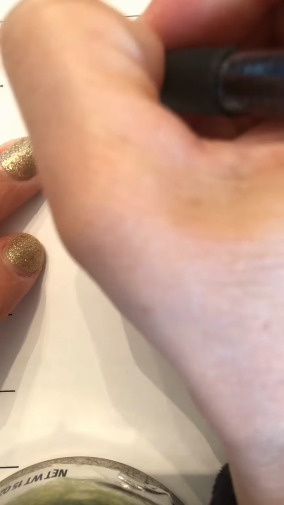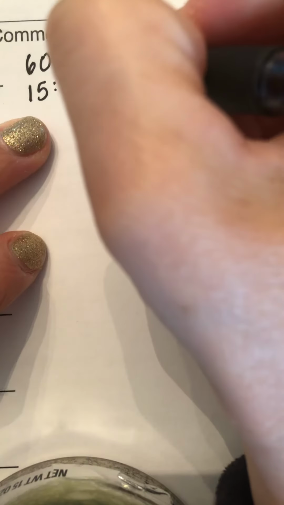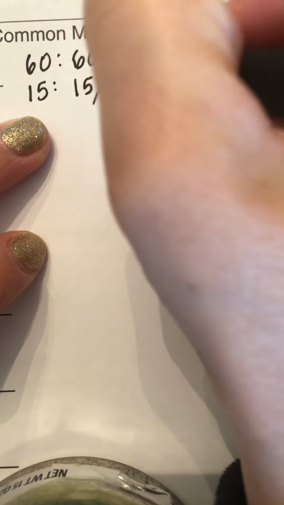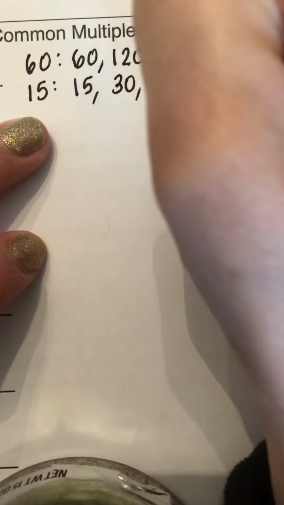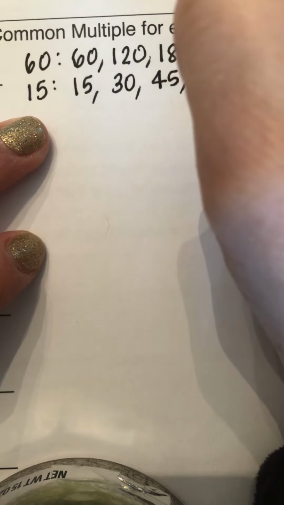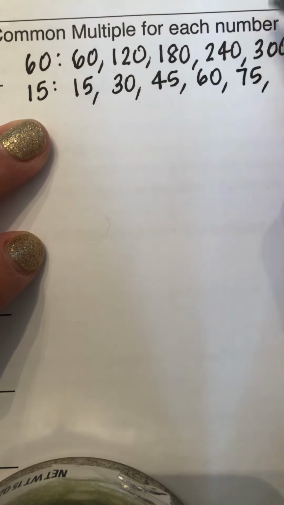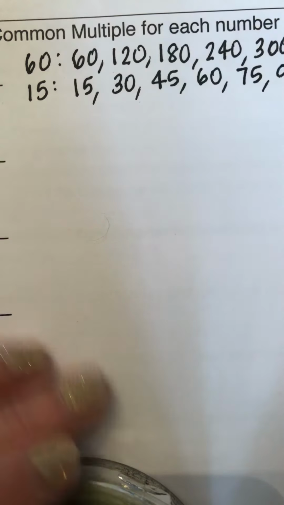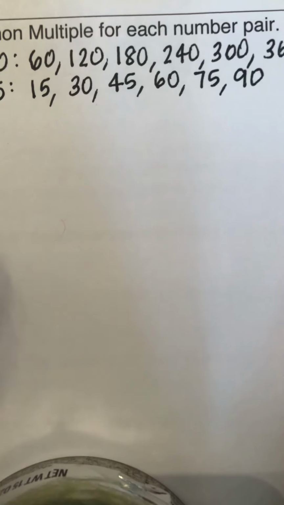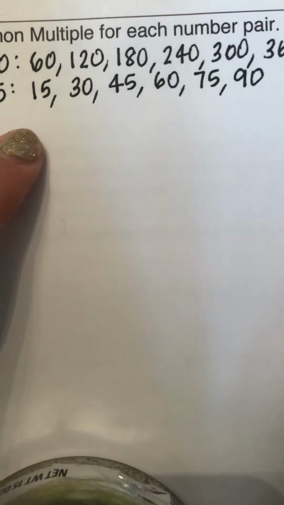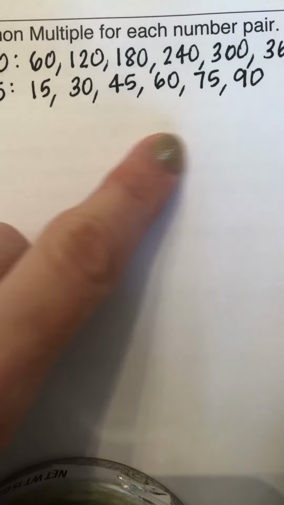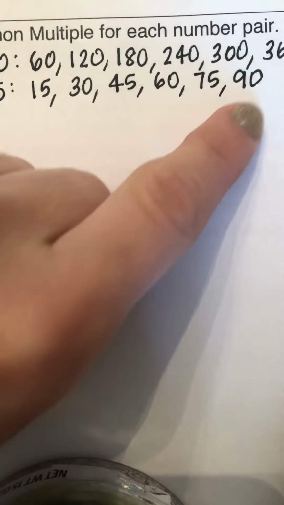The next one, 15 times 1 is 15. 15 times 2 is 30. 15 times 3 is 45. 15 times 4 is 60. 15 times 5 is 75, and 15 times 6 is 90. So like I said, I just went to the multiple times 6. So 15 times 1, 15 times 2, 15 times 3, 15 times 4, 15 times 5, and 15 times 6.